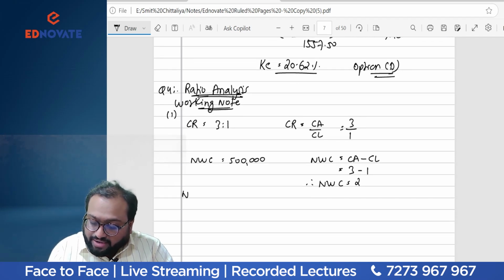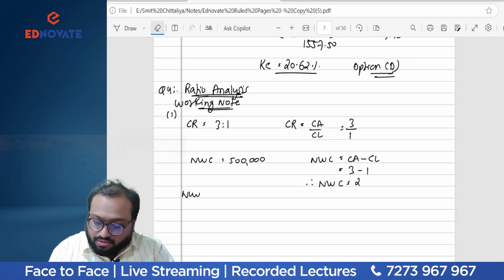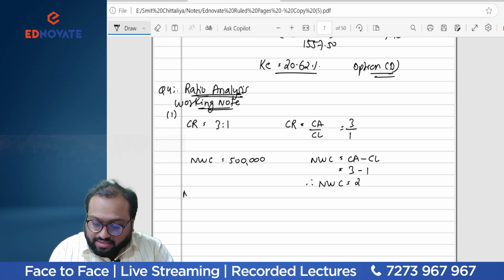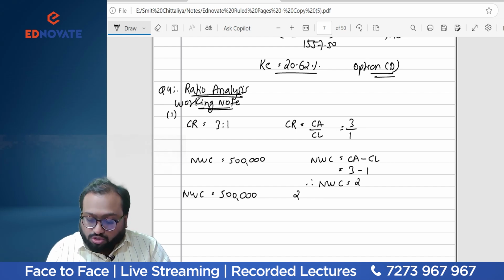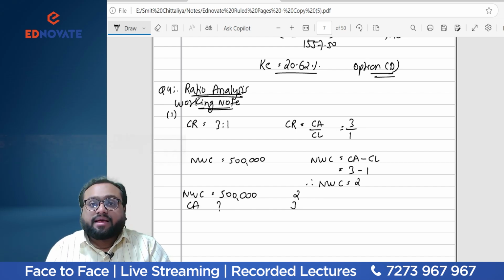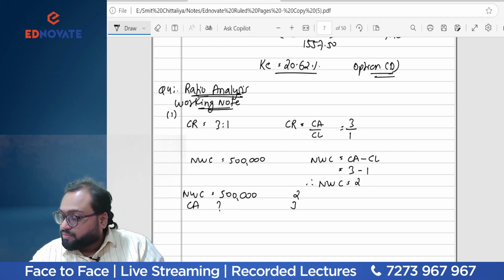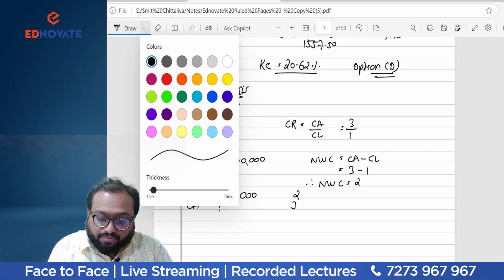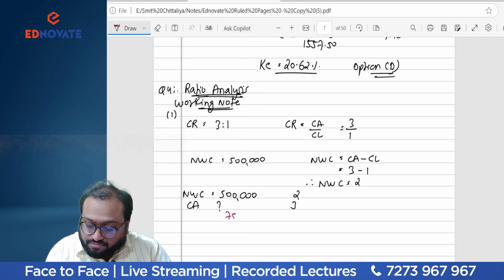Now, if my net working capital, simply I can find out very easily. I'm trying to explain you. If my net working capital is 5 lakhs, as per equation it is 2. So my current asset is 3. What will be my current asset? I can just simply cross multiply and find out 5 lakh into 3 divided by 2. My current asset will be 7,50,000. This is the quickest manner to solve the sum.